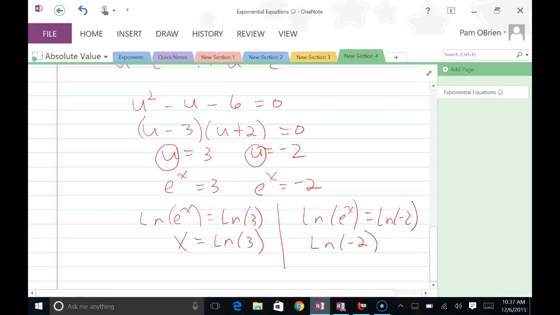And that's because if you think of an exponential function and you think of the base here, there's no way to raise e, a positive number, to a power and get a negative answer. It just can't happen. e to the x is never negative 2. It's never negative, period. Therefore, this leads to no solution, and we only have one solution, and the exact answer is x equals ln of 3.